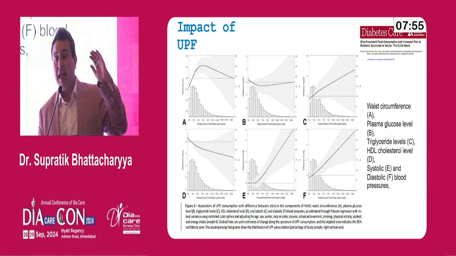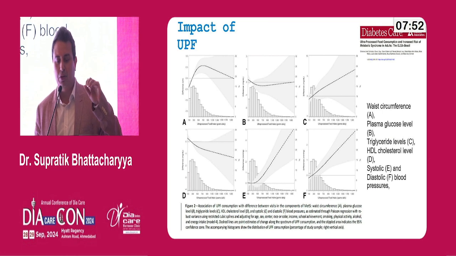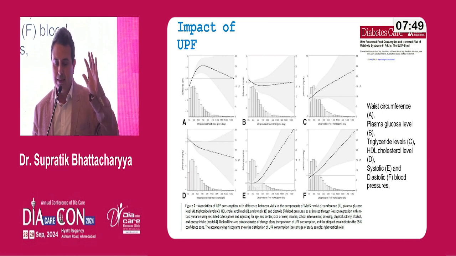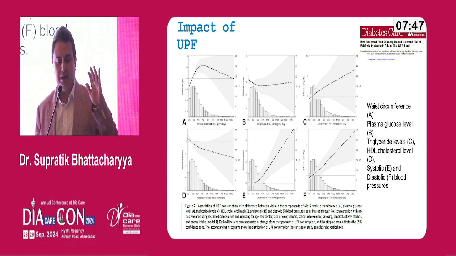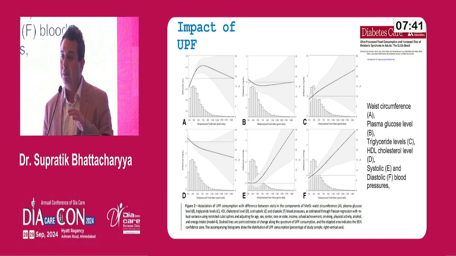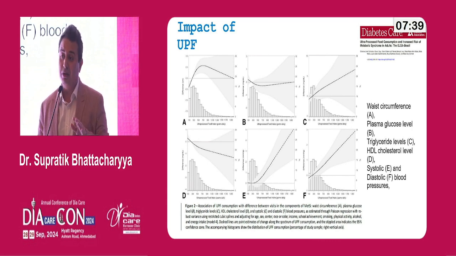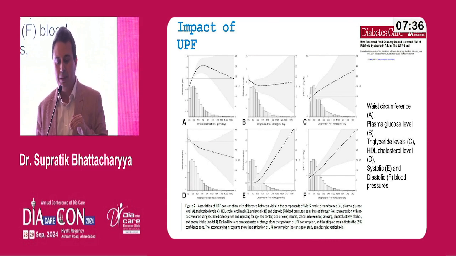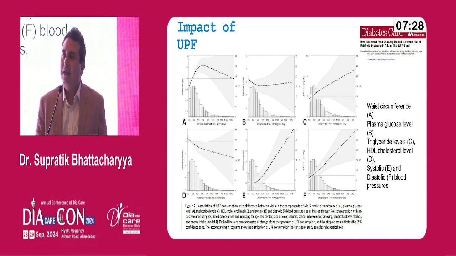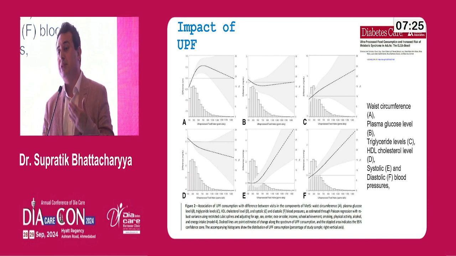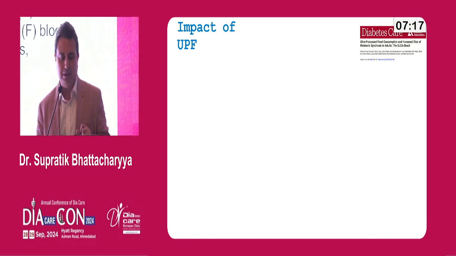If you look at the impact of ultra-processed food on the waist circumference, there was a rise. If you look at the plasma glucose level, again, there was a rise. Triglyceride levels, again, there was no definite conclusion. But HDL cholesterol, on the other hand, was lowered, and systolic and diastolic blood pressure was increased with the consumption of ultra-processed food. So, as we had been talking about, Indian phenotype is more predisposed to metabolic syndrome, and if we are consuming more of this ultra-processed food, we are eventually driving them to metabolic syndrome.